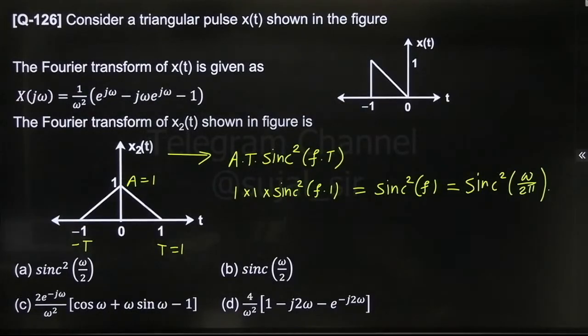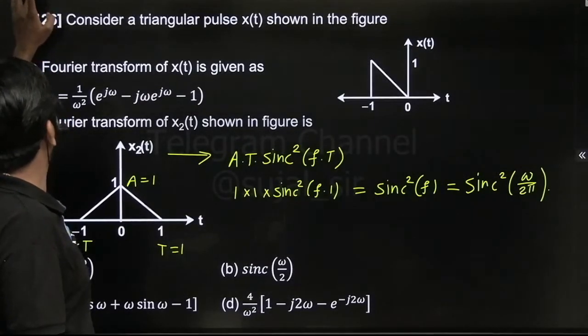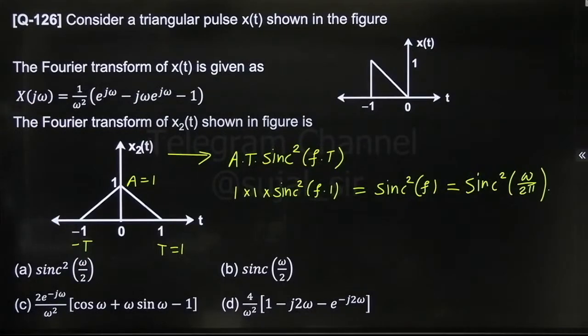Now we have to check option C and option D, guys. Okay, then how to solve this question? So we have to find the relation between x of t and x2 of t, guys. Okay, now see.